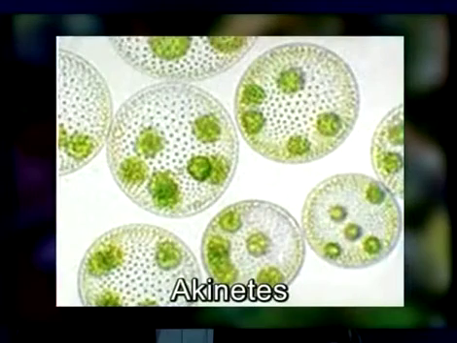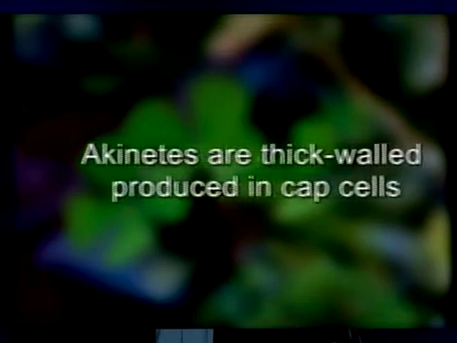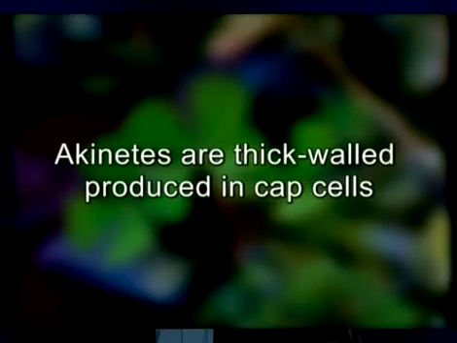Now we will take the akinetes. The next type of spore which is formed in the Oedogonium filament during unfavorable conditions is called akinetes. These akinetes are thick-walled structures and are produced singly in some of the specialized cap cells of the filament. These akinetes on maturity are also released in the same manner as the zoospores are released from the filament, and develop into new organisms on the approach of favorable conditions.